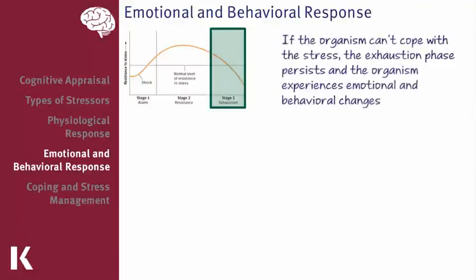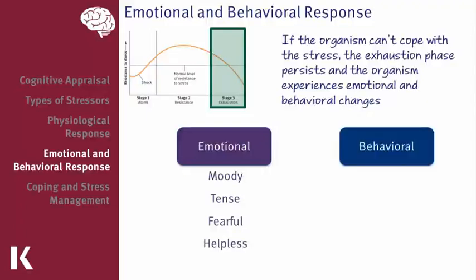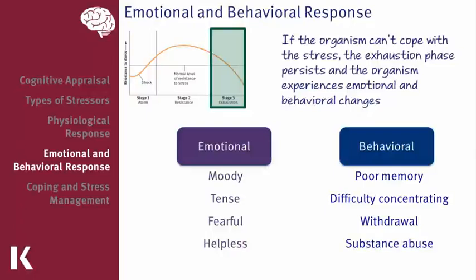For the MCAT, you would be expected to know 2 major response types. Emotionally, a person subjected to constant or chronic stress can affect feelings of moodiness, irritability, fear, and helplessness. Behaviorally, a person may also have difficulty with memory or concentration, may withdraw from others, or have difficulty in social interactions, and in extreme situations may develop substance abuse problems or a consistently altered mental state.